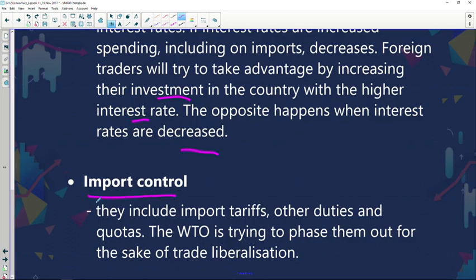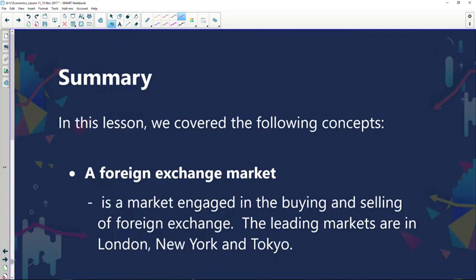And then import controls, which include import tariffs, other duties and quotas. The WTO is trying to phase them out for the sake of trade liberalization, to make sure that trade is liberal and that you are not limited by certain rules when it comes to international trade. All right, so now let's sum up our lesson.